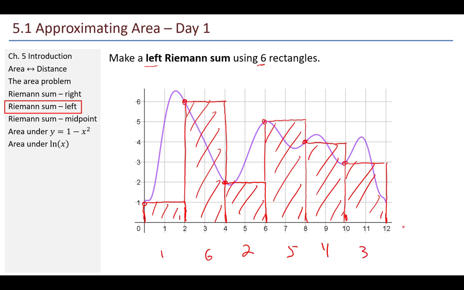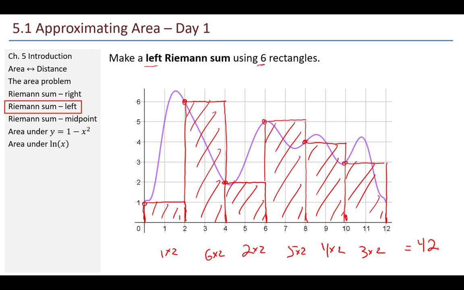And it's tempting to just add 1 plus 6 plus 2 plus 5 plus 4 plus 3 in order to get the area. But you would be so wrong if you did that, because what would you be forgetting? You'd be forgetting to multiply times the width. So to get the total area, it's 1 times 2, 6 times 2, 2 times 2, 5 times 2, 4 times 2, 3 times 2, and the total area you get is 42.